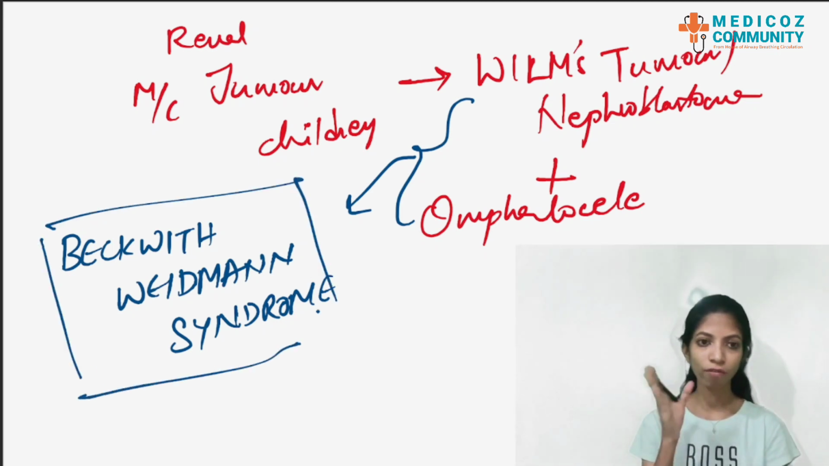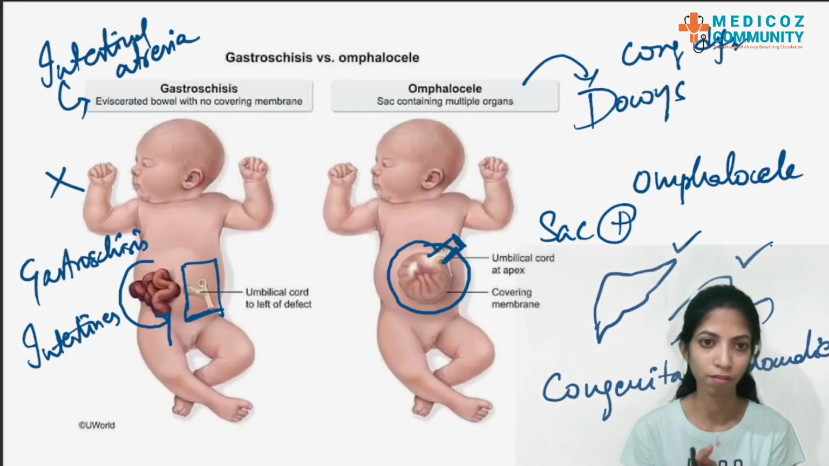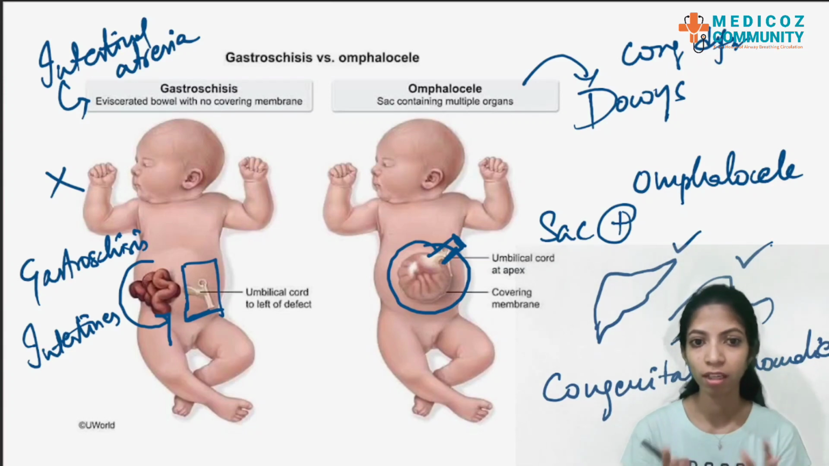So this is our omphalocele and gastroschisis. Mainly you have to differentiate using this picture itself. So kindly keep in mind this picture and keep on referring to this picture again and again once in a while so that you'll never forget this.